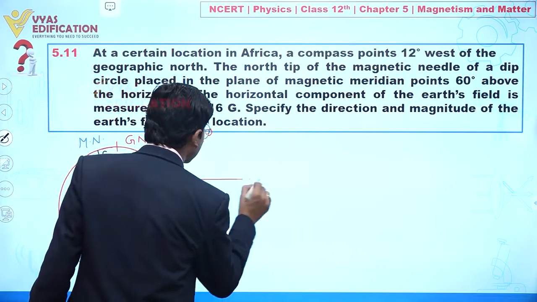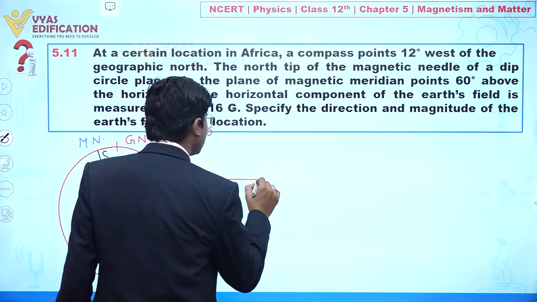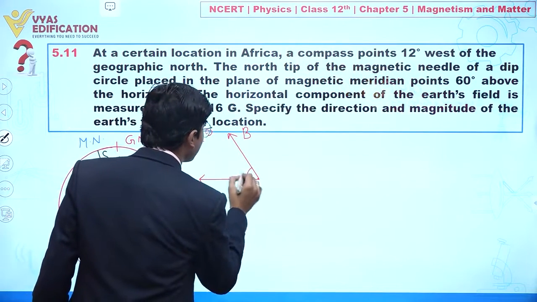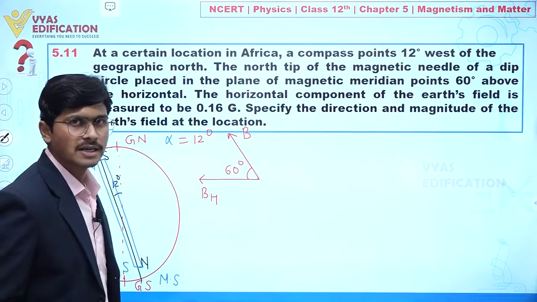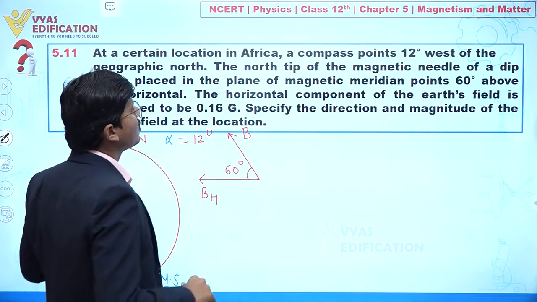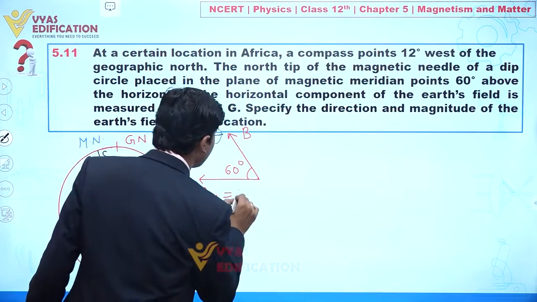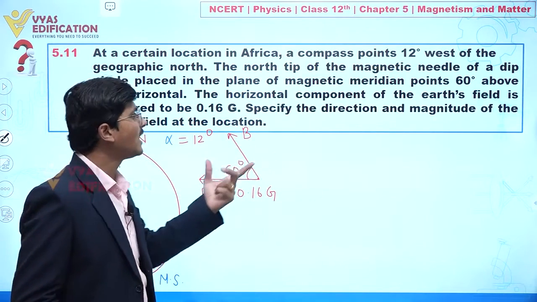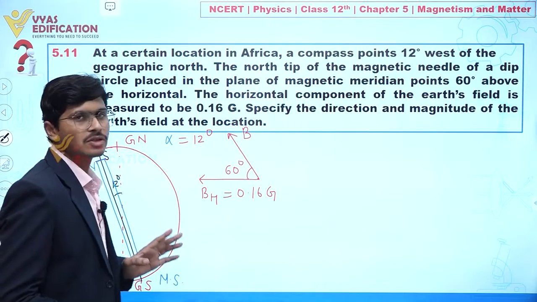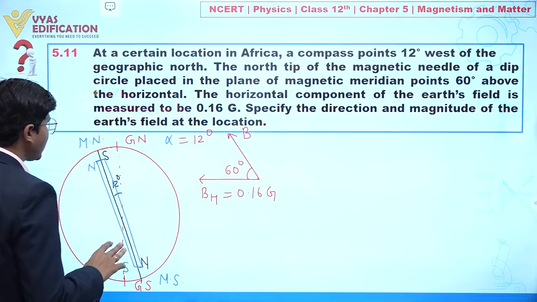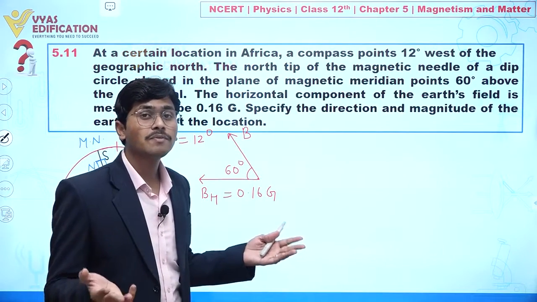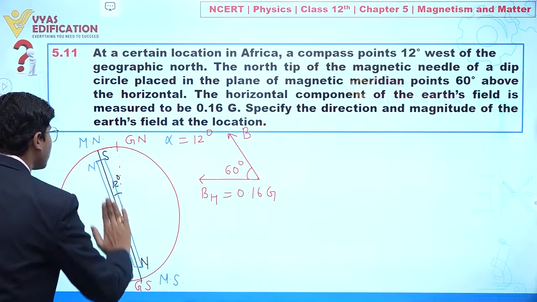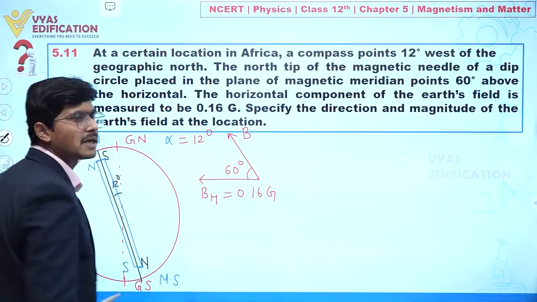So actually the situation is like this. Let's suppose I am assuming this is the horizontal component of the magnetic field. This value we have as B, and this angle provided to you is 60 degree. Now my question is, the horizontal component is also given, the value of BH is 0.16 Gauss. Now we have to specify the direction and magnitude of the earth's magnetic field at this location. Now listen very carefully. First of all, you can assume the direction of the horizontal component of the magnetic field.